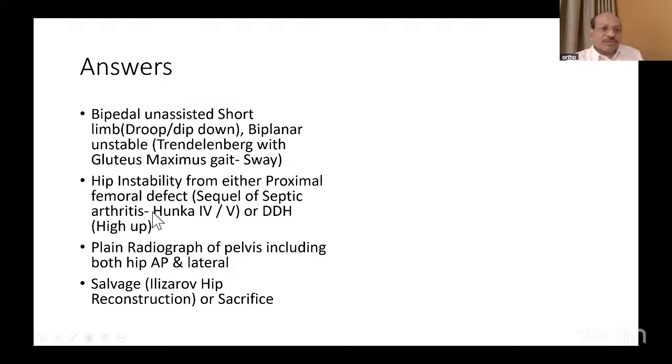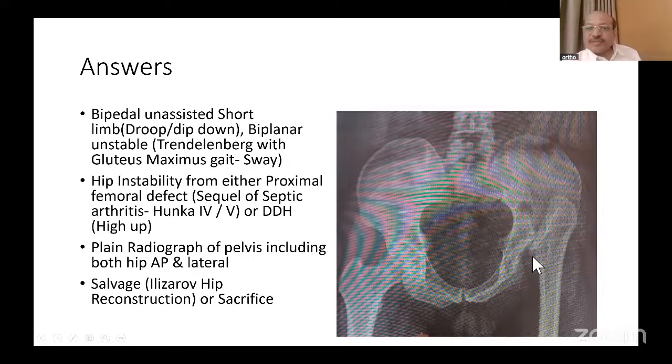Now the differential diagnosis: most probably it is a hip instability from either proximal femoral defect or septic arthritis. There is a history suggestive of fever, so most probably it is septic arthritis. Most probably it is a Hanka classification. If you know the five types, 4 and 5 are the instability. So it is most probably Hanka 4 and 5, and or there is a very high riding hip in DDH. Now this is the radiograph, as you can see here. See, definitely it is a post septic arthritis.